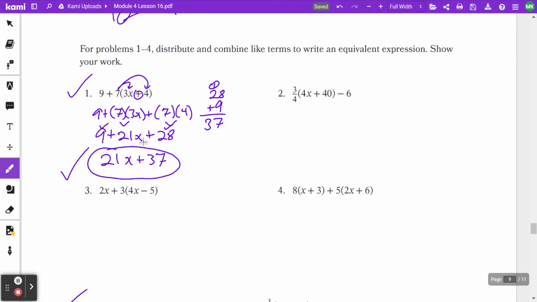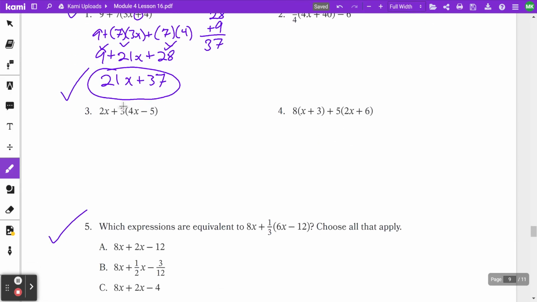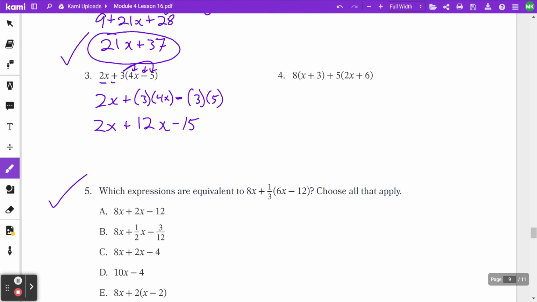Just like that. Okay, so let's see. Oh, I guess I might as well do this one too. So here's a 2x plus, right? 2x plus. Let's distribute that 3. So 3 times the 4x minus this time. There's a minus there. Careful. Distribute the 3 to the 5. So 3 times 5. Okay. So let's multiply everything we need to multiply. So that's a 12x there. And there's a 15 there. And we're looking pretty good.